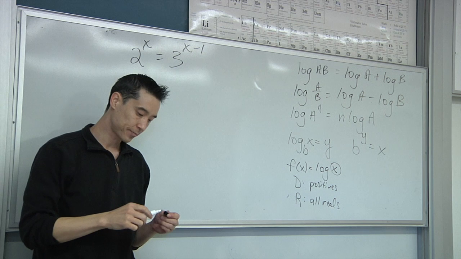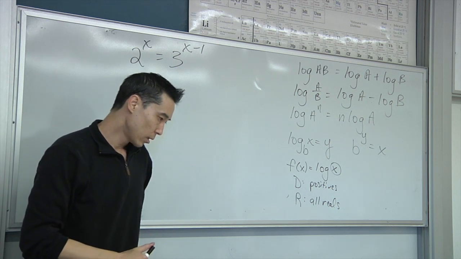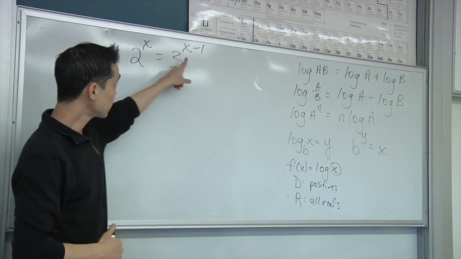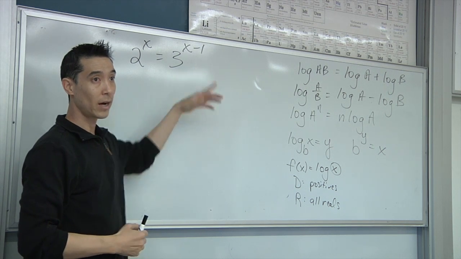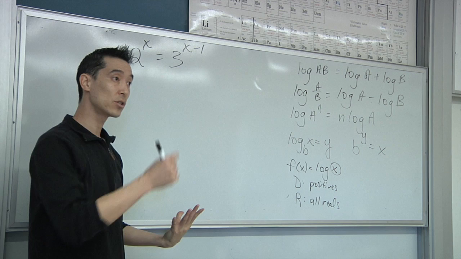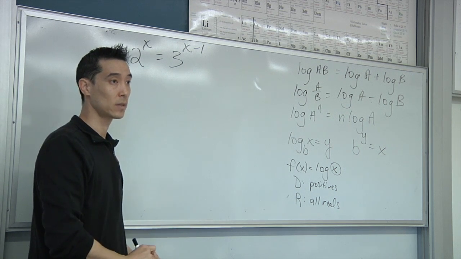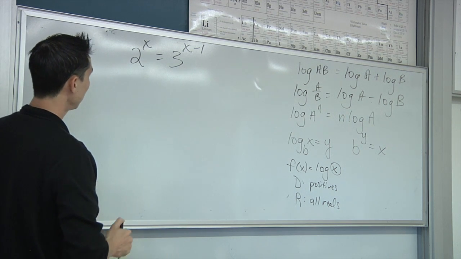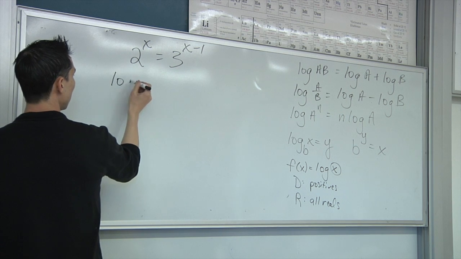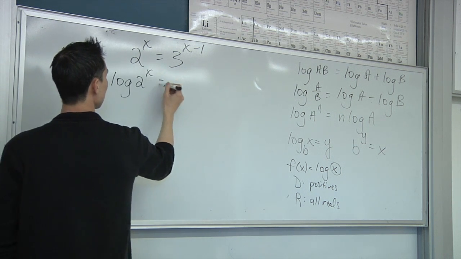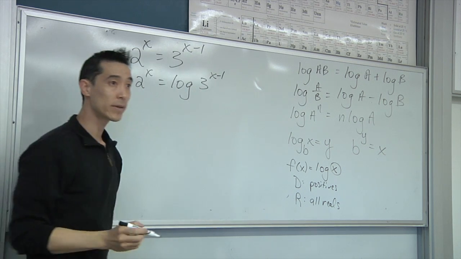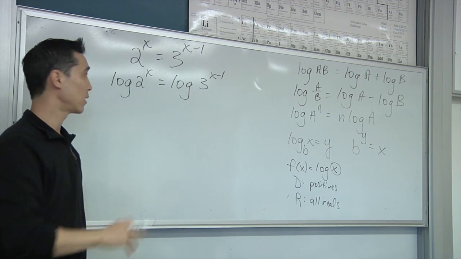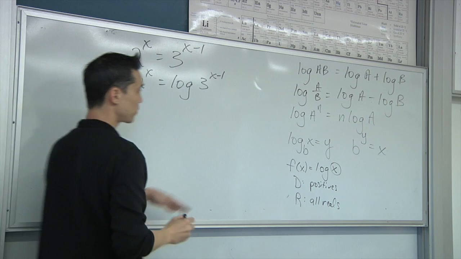All right, number 1. Notice I have a variable as an exponent in both of these, right? So I'm going to have to apply log to both sides just so I can bring that exponent down, okay? So my first step is I'm going to take log of 2 to the x equals log of 3 to the x minus 1. And the only reason why I did that is so I can bring those variables down, okay? Using this power rule right here.